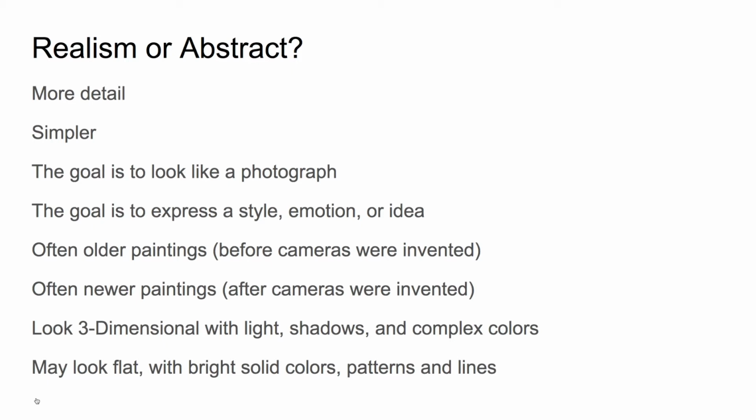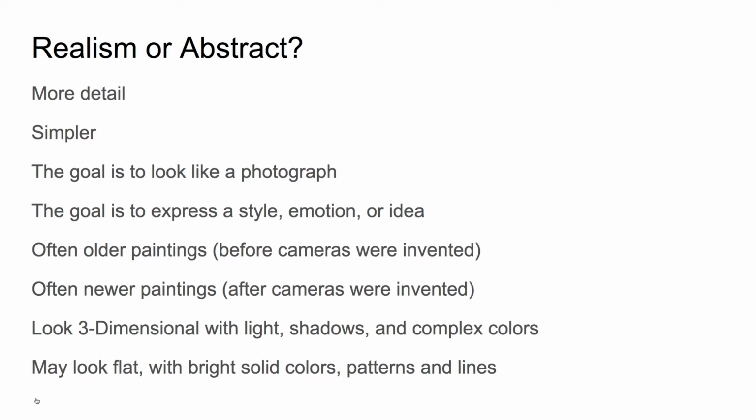If you said realistic art or realism, you're right. Now, it's not always the case, but it's usually the case. More detail would be realism. What about simpler? Simple shapes, simple colors. That's right, it'd be more abstract. Okay, what about the goal of this kind of art is to look like a photograph? Realism. Okay, the goal of this kind of art is to express a style, emotion, or idea.